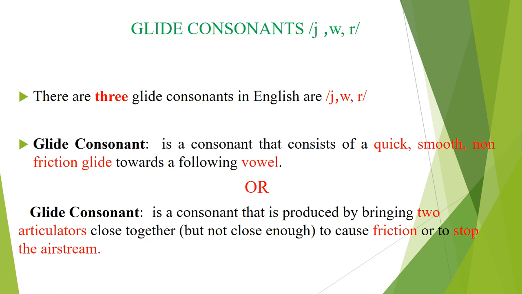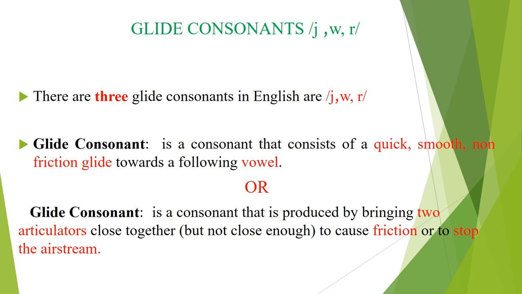Hello and welcome back to a new lecture on English phonetics. Today's lecture is going to be about the glide consonants, ye, wa, and ra. There are three glide consonants in English, which are ye, wa, and ra.